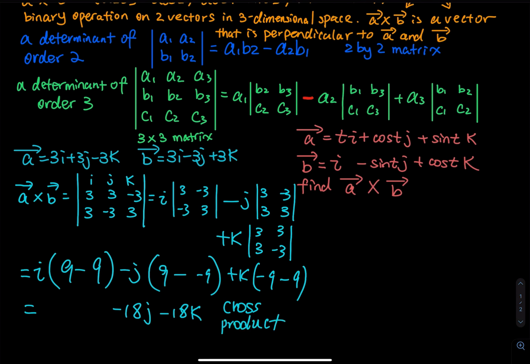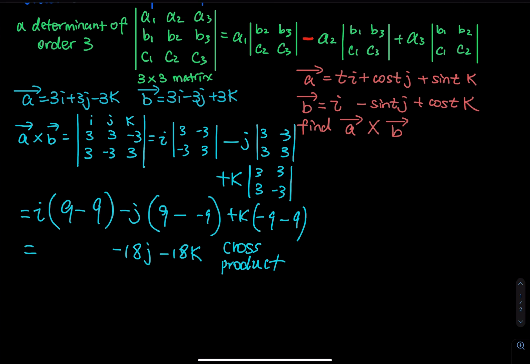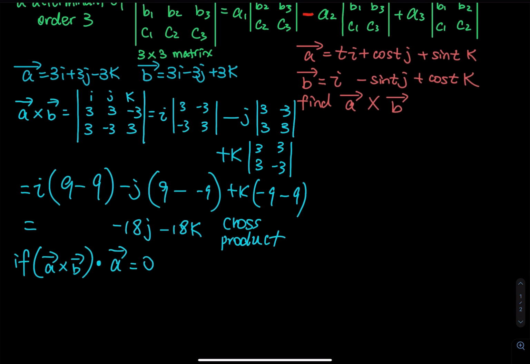And then the next thing that I would like to find is to verify that it is orthogonal to vector A and vector B. So make sure that the cross product is orthogonal to vector A and vector B. So if this cross product, which is vector A times vector B, and then multiplied by vector A equals 0, then they are orthogonal, right? Okay, so how are we going to do this? We have the cross product. The cross product is negative 18j minus 18k.